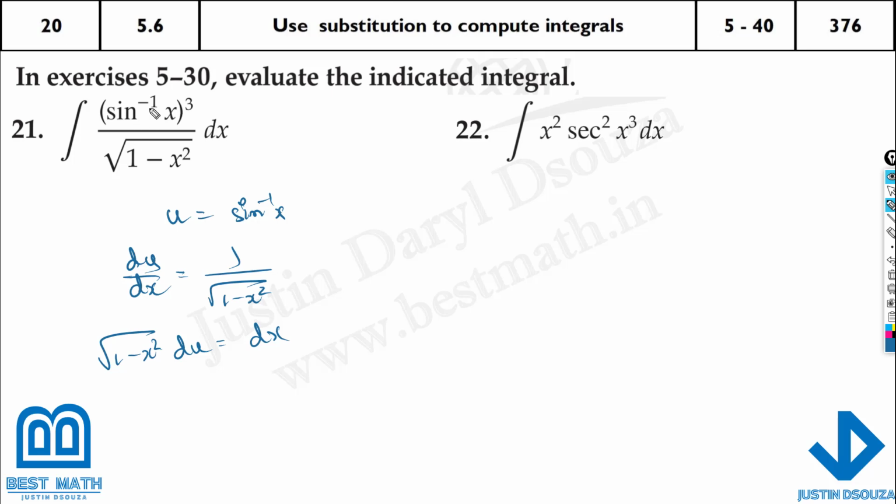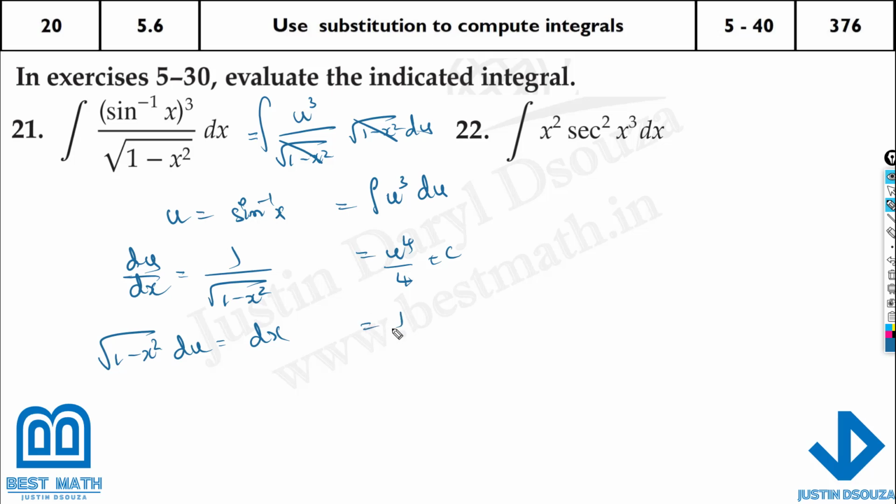So we can rearrange everything here because this will cancel off. u to the power 3 divided by square root of 1 minus x squared, and this dx will become square root of 1 minus x squared du, and this cancels off, so you have basically the integration of u cubed du. What happens here? It will be u to the power 4 by 4 plus c. Here we are to substitute back whatever is u. We can write 1/4 (sine inverse x)^4 plus c.